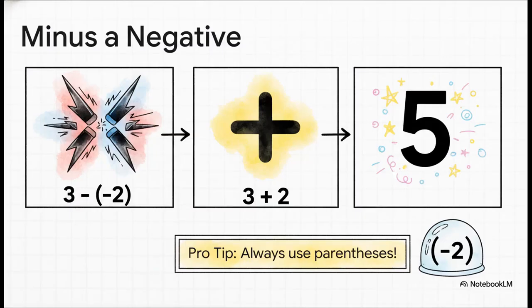And the other big one is that minus a negative trap we just saw. It's so easy for your brain to just see the two numbers and subtract. So here's a pro tip. Whenever you plug a negative number into the formula, always put it in parentheses. It's like a little visual alarm bell that screams, "Hey, look out, you've got a double negative here," and it'll remind you to change it to addition.